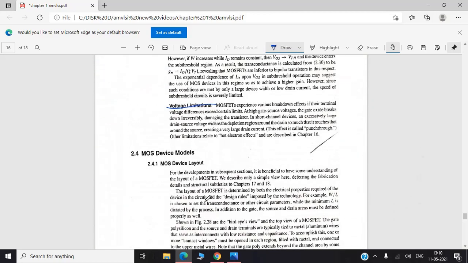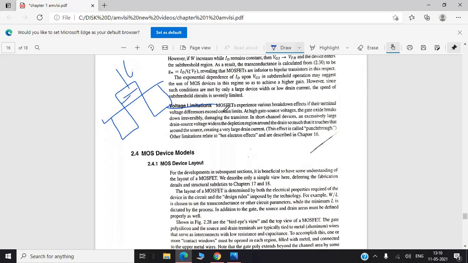Next, the last one is voltage limitation. Voltage limitation is nothing but the MOSFET experiencing various breakdown effects if its terminal voltage difference exceeds certain limits. Everything has a limit, so even this MOSFET has a limit, and if it goes beyond its prescribed limit, then the entire device will break. That is the voltage limitation the device has. When the voltage is very high, consider this one, right?